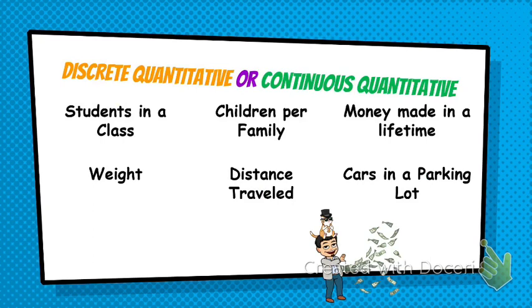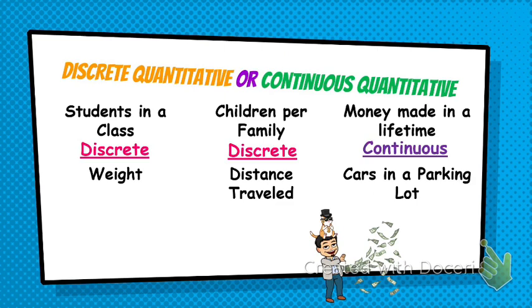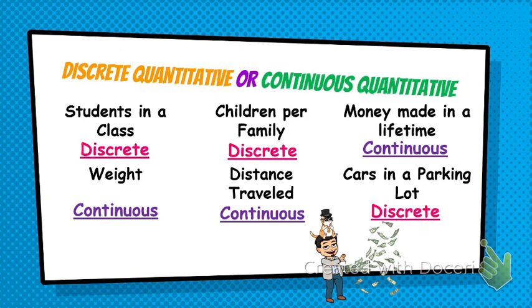All right, so let's look at just the quantitative variables for a second and see if we can classify these as discrete or continuous. So in other words, can you count that thing or not? So students in the class, can you count them? Yes, that would be discrete. Children per family can be counted. Money made in a lifetime, you can't count that. You can't count your weight. The distance traveled, you can't count. You can count the cars in the parking lot. That's the way I kind of like to think about it.